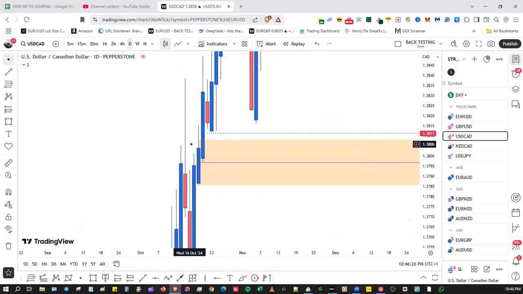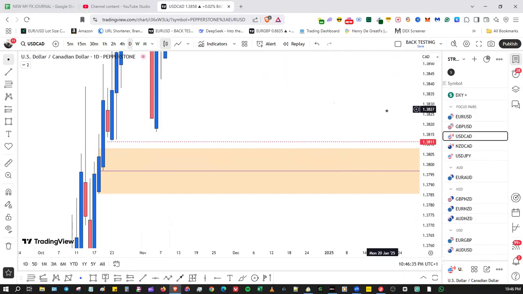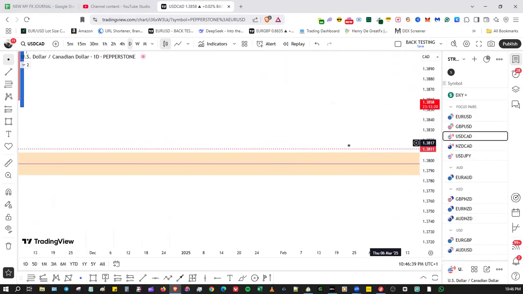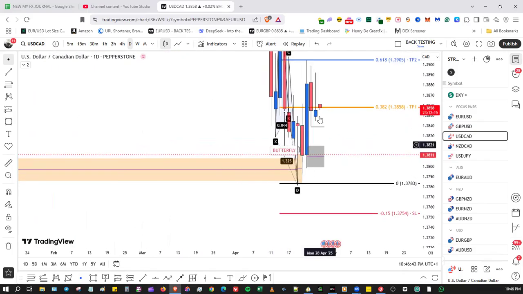You can see that this is like an order block. This is an order block that price came to mitigate here. Just look at it very well. Order block, price came to mitigate this, serving as a liquidity, and then we had that rejection to the upside.